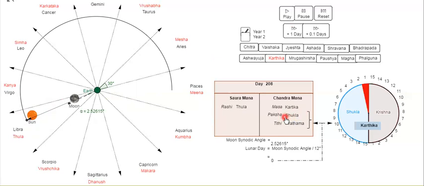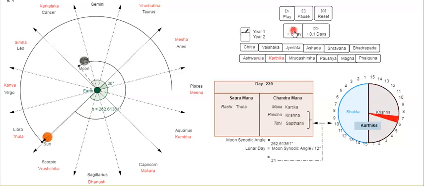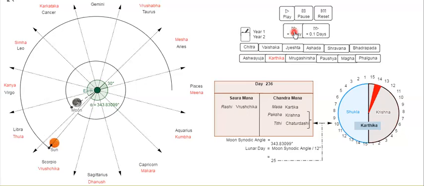Now again it is Shukla. So it goes on like this. Let's see the full moon now in this Kartik month. I have clicked many times, so it has already crossed. So again we reach the new moon, the next month.